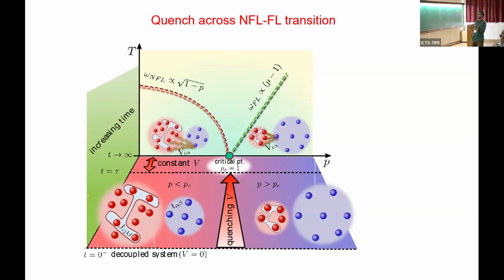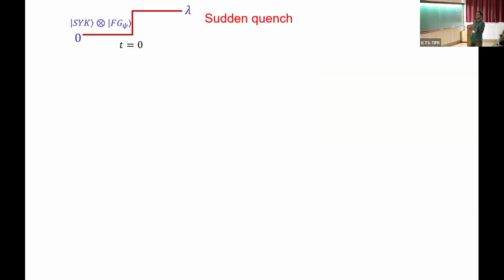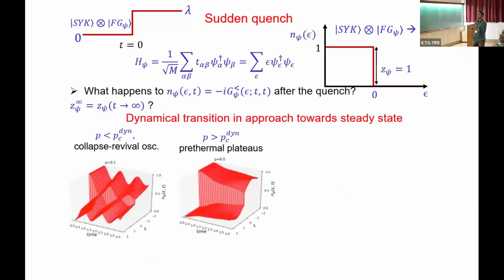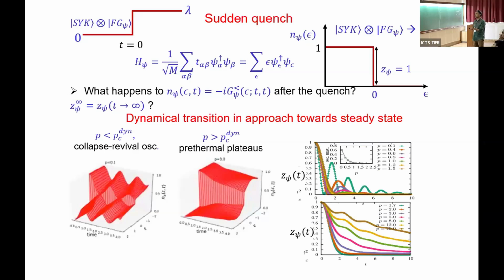If I take a large p, then at large time I should end up in the Fermi liquid. And then I am going to see the distinction. What you see is that they relax in very different ways in a non-Fermi liquid and a Fermi liquid.